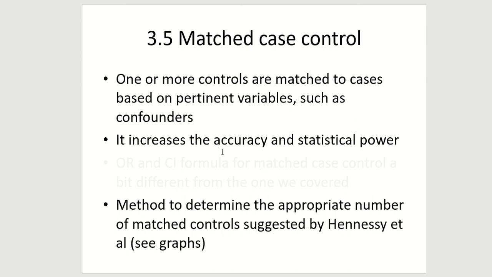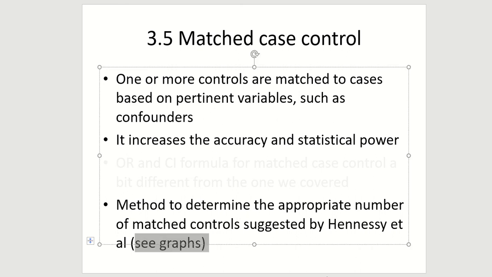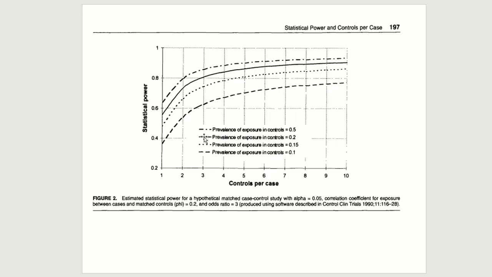The idea behind that is that you're reducing the effect of age and gender as potential confounders. If you suspect that age is a confounder, one way you can deal with that is by matching your cases and your controls by age. If you suspect that gender is a confounder, you can limit its effect by matching according to gender. So when you match, it increases the accuracy, and the statistical power also increases. Method to determine the appropriate number of matched controls suggested by Hansi et al. So these are the lines that I showed you, and this is what we talked about.